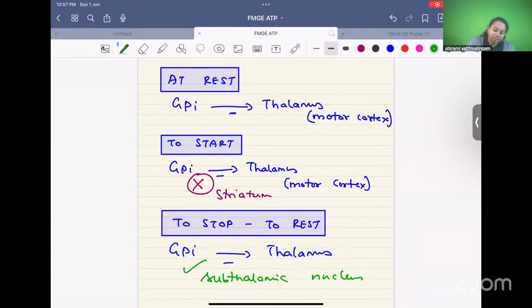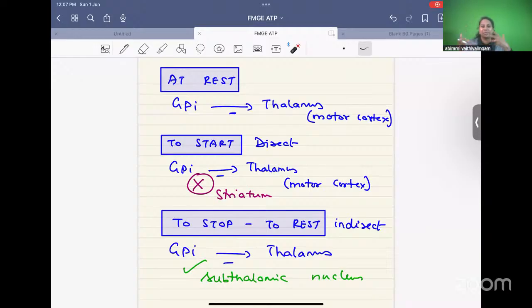Starting the movement is called direct pathway, and stopping the movement and coming back to rest is called indirect pathway of basal ganglia. So this is the function of basal ganglia. Most important function is to keep you quiet at rest. That is why in any disorder of basal ganglia, the patient is not able to keep quiet at rest. At rest itself, he'll be making some involuntary movement. He'll move his neck, hands, legs. He's not able to keep quiet at rest.